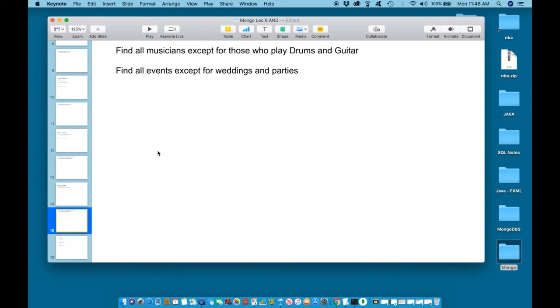Let us try an example. Using the same exact queries we used from the previous lesson, this time let us find all musicians except for those who play drums and guitars. If you can recall, before we were only looking for musicians who play drums and guitars. This time we're looking for everyone else except for musicians who have played the drums or the guitar.